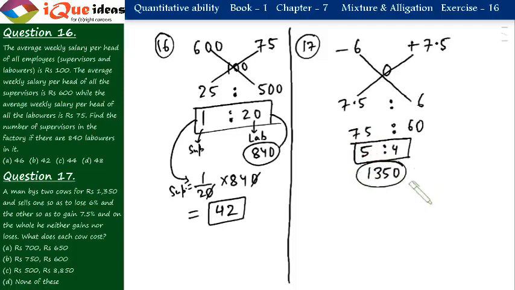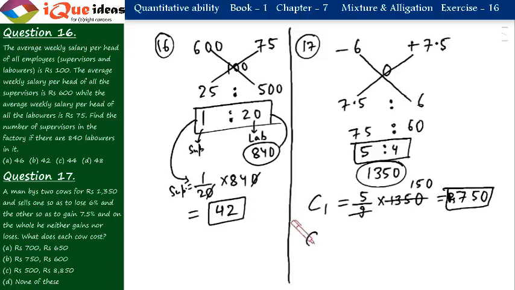Okay. So we have to divide 1350 in the ratio of 5 is to 4. So the cost of the first one would be 5 by 9 into 1350. So 9 cancels 1350 150 times, so 150 into 5 is 750 rupees. And the second one, similarly, you can calculate, it is 4 by 9 into 1350, or you can subtract 750 from 1350. So it becomes 150 into 4, that is 600 rupees. So the cost prices of the cows are 750 rupees and 600 rupees.